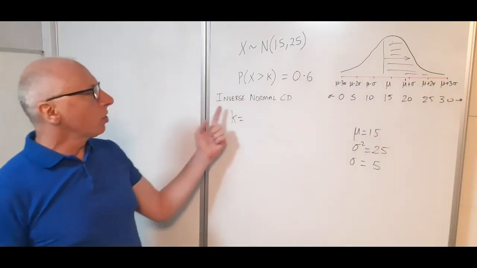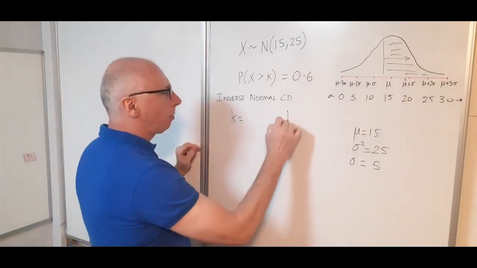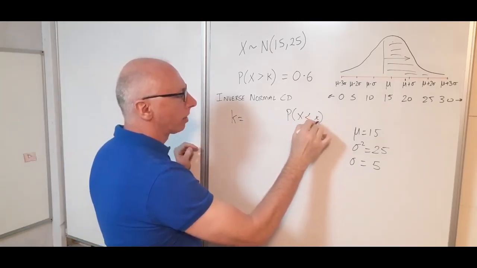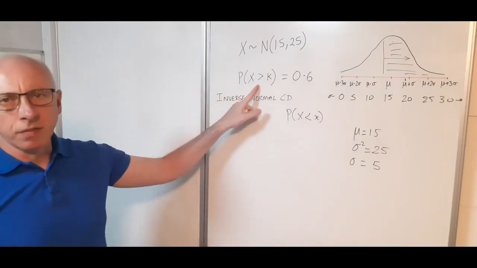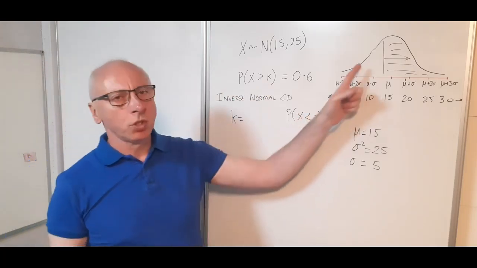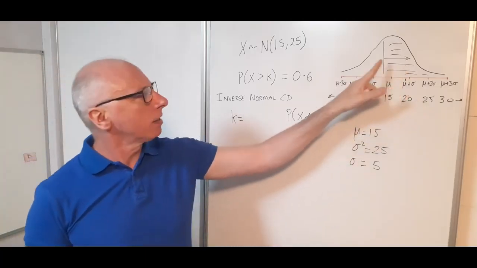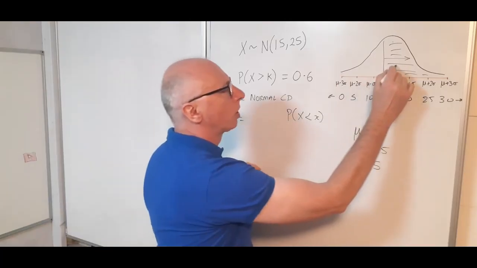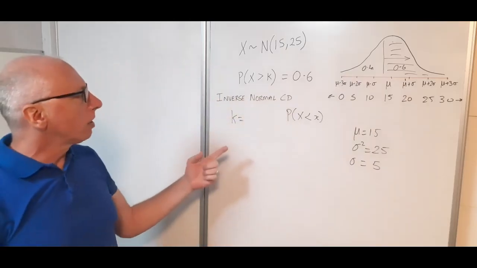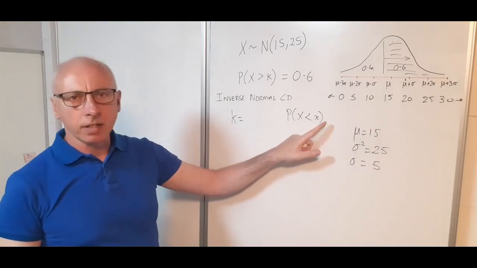Now, our inverse normal CD function is what we want to use. That will tell us the probability x is less than some value. Let's call that x. But we want to find the value where the probability x is greater than k. As the normal distribution is symmetrically distributed, if this side is 0.6, then this side would be 0.4. So then what we can do is use the probability x is less than x equals 0.4.